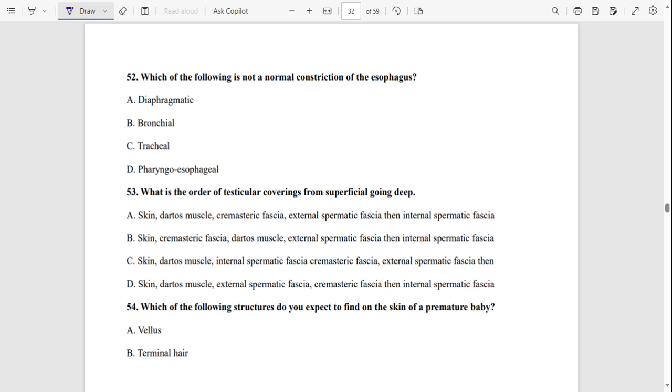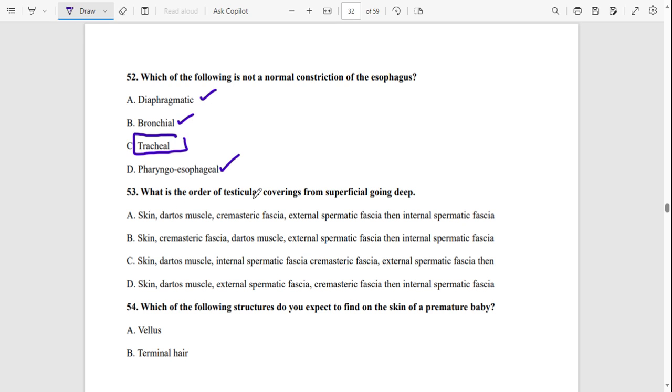Which of the following is not a normal constriction of the esophagus? Now, the esophagus is normally constricted at three points: where it passes from the thorax to the abdomen through the diaphragm, and also where the trachea bifurcates into the left and right principal bronchus. There's also going to be a constriction there because these structures are going to press on it. And also where the pharynx changes into the esophagus, there's also a constriction. So the answer is going to be C.